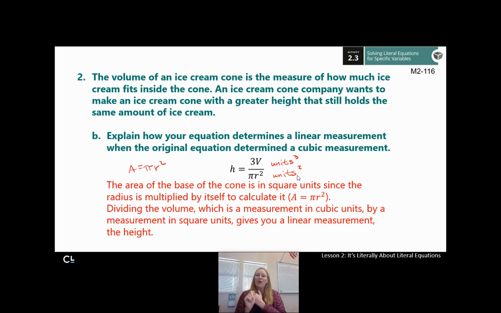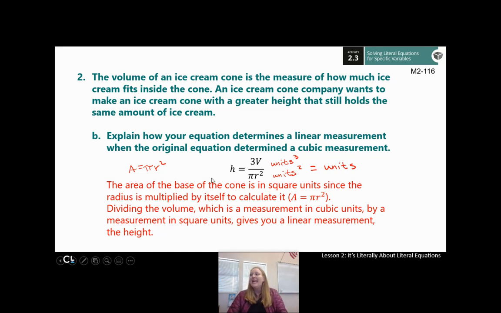So if I take my volume in units cubed and I divide by the area in square units, then that gives me plain units for my height, right? Yay! So that gives me a nice linear measurement for my height. So my units are working out okay here.